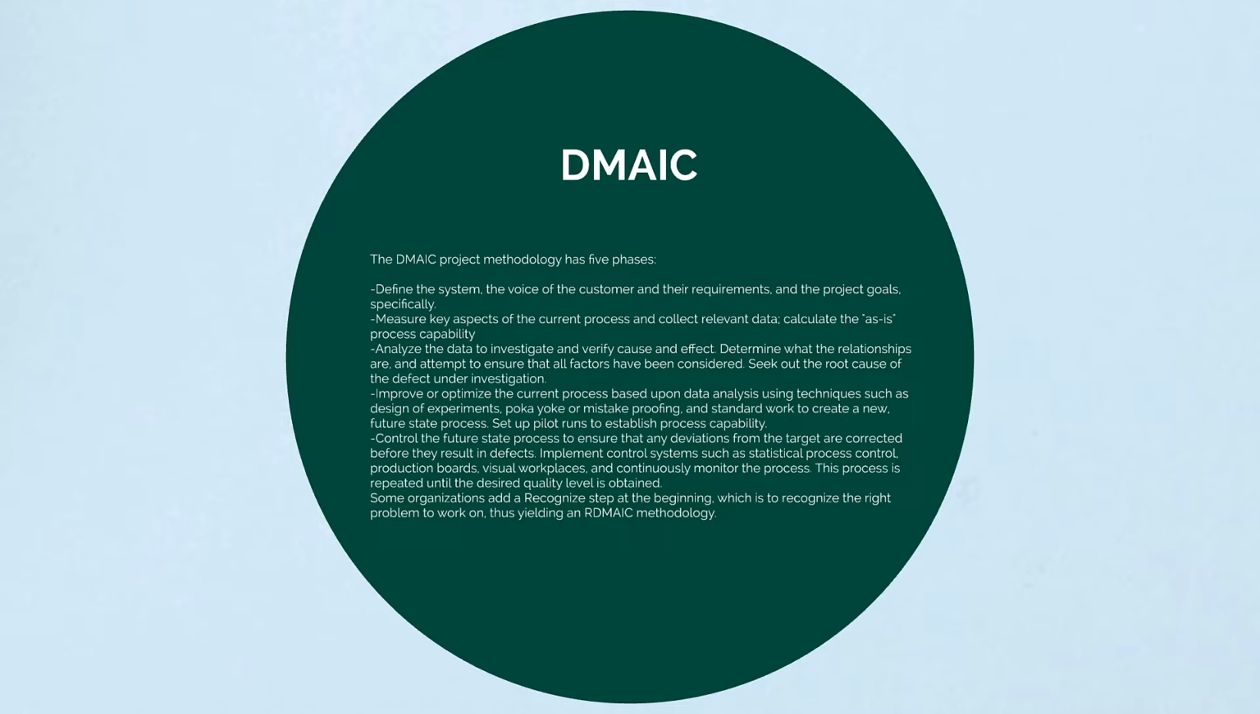Improve or optimize the current process based upon data analysis using techniques such as design of experiments, poka-yoke, or mistake proofing. Standardize work to create new future state processes, and set up pilot runs to establish process capability. Control the future state of the process to ensure that any deviations from the target are corrected before they result in defects. Implement control systems such as statistical process control, production boards, visual workplaces, and continuously monitor the process. This process is repeated until the desired quality level is obtained. Some organizations add a Recognize step at the beginning, which is to recognize the right problem to work on, thus yielding a RDMAIC methodology.